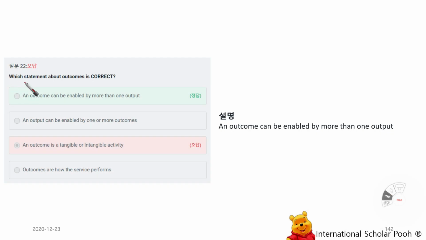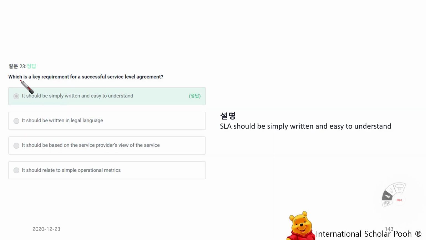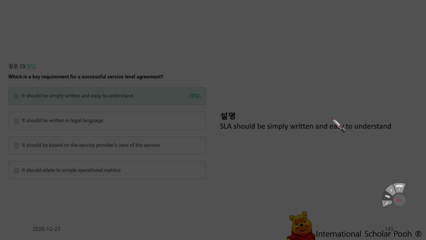Which statement about outcomes is correct? An outcome can be enabled by more than one output. Which is a key requirement for a successful service level agreement? It should be simply written and easy to understand. An SLA should be simply written and easy to understand.